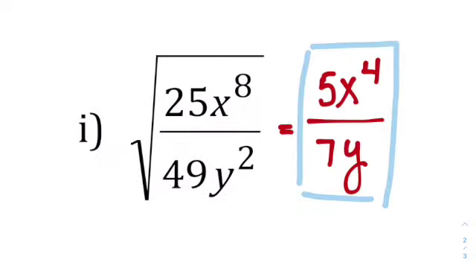Letter I is going to be 5x to the 4th over 7y. Square root 25 is 5. Square root of x to the 8th, remember I said it's divided by 2 because my index number is 2. The bottom is square root 49 is 7. Y squared divided by 2 is going to be y to the 1st power, therefore we don't have to write it.